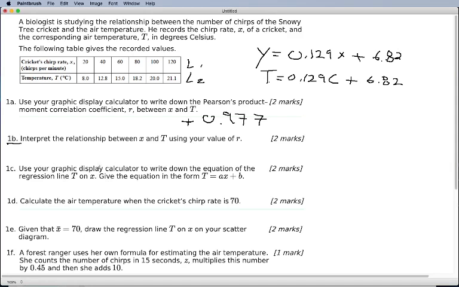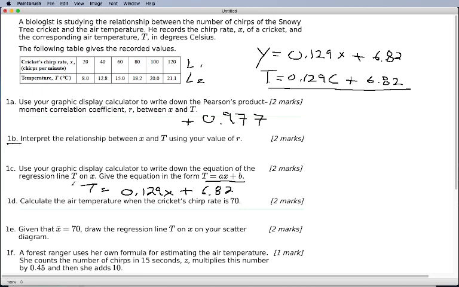Next, it says, use your graphic display calculator to write down the equation of the regression line t on x, given the equation in the form t is equal to ax plus b. That's essentially what I've done here already. I have t is equal to, but they want to see an x, they don't want to see a c. So we should write t is equal to a, which is our 0.129x, and then plus our b is plus 6.82.